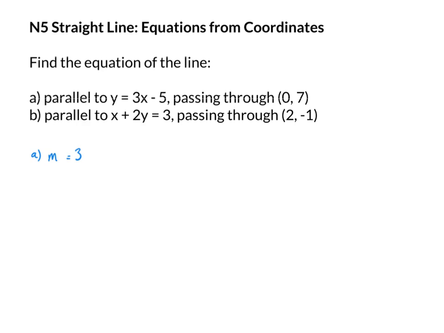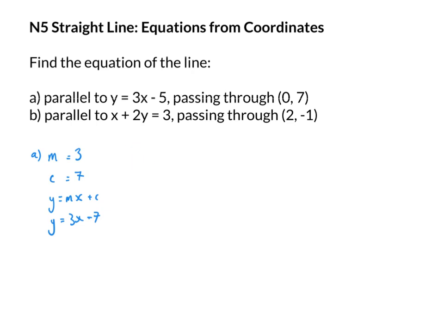I have got the point 0, 7. 0, 7 is along 0, up 7. So I have got a y-intercept. This means I can just go ahead and write down my equation. Y equals mx plus c. Y equals 3x plus 7.